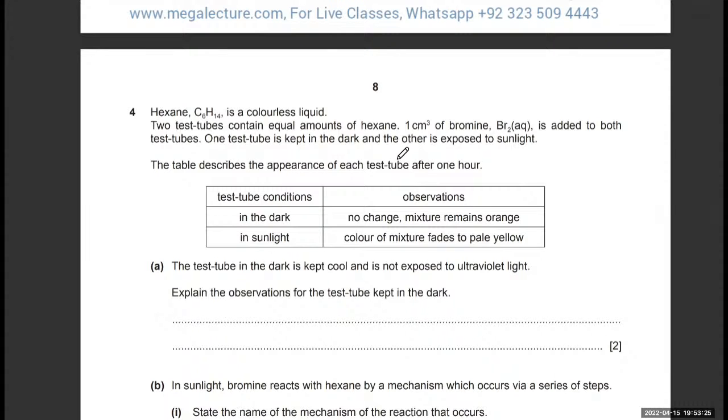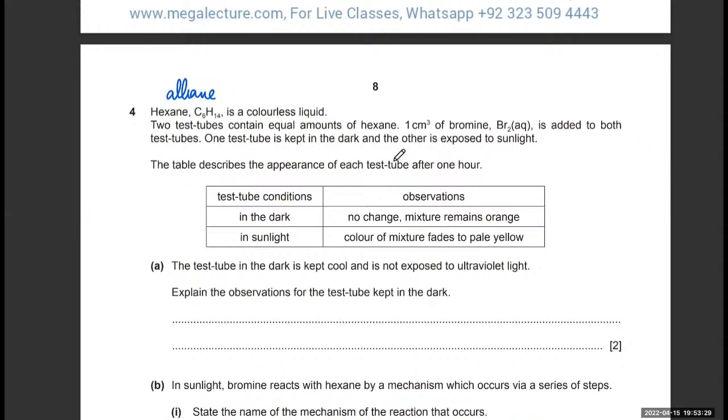So since it's an alkane, obviously it's going to react in sunlight. Mixture fades to pale yellow. So obviously bromine reacts. The test tube in the dark is kept cool and is not exposed to sunlight. Explain the observation of the test tube kept in the dark. The observation is obviously no change, right? They're looking for an explanation actually.